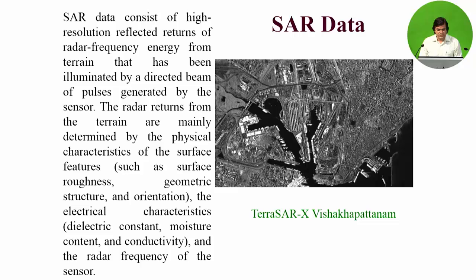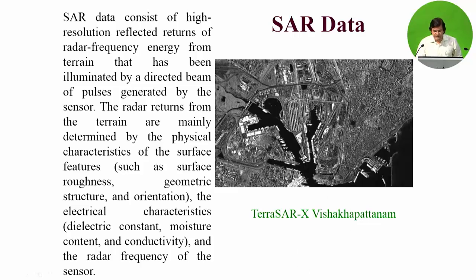SAR data consists of high resolution reflected returns of radar frequency energy from terrain that has been illuminated by a direct beam of pulses generated by the sensor. The radar returns from the terrain are mainly determined by the physical characteristics of the surface features, such as surface roughness, geometric structure and orientation, the electrical characteristics, which are dielectric constant, moisture content and conductivity, and the radar frequency of the sensor.